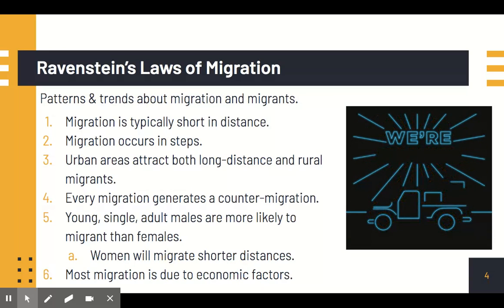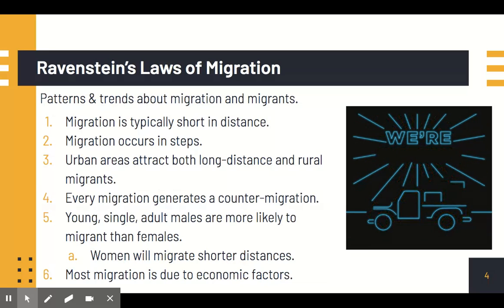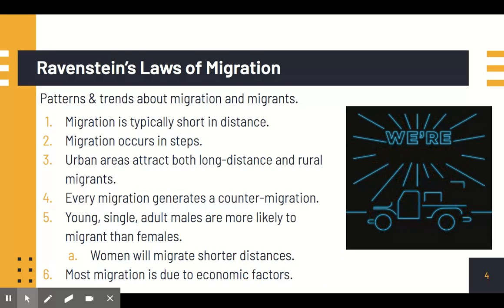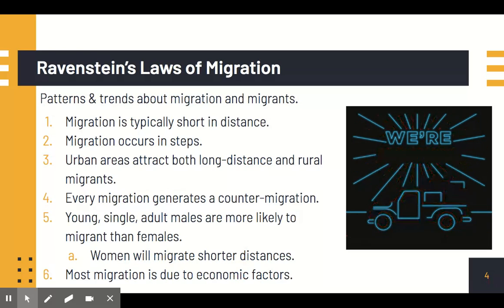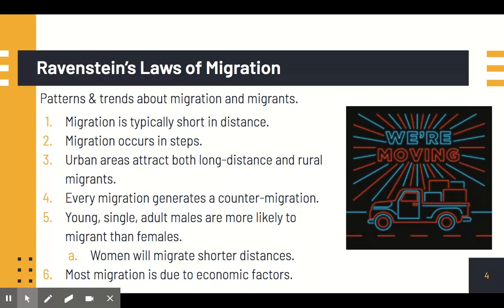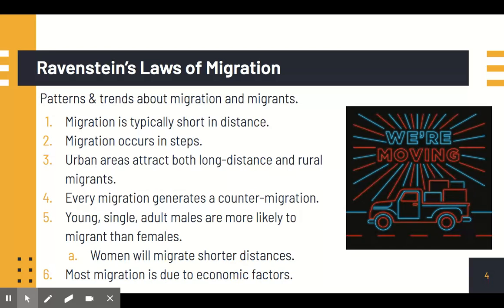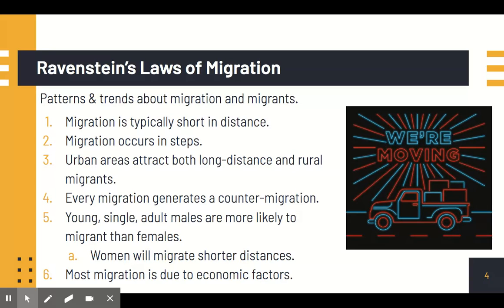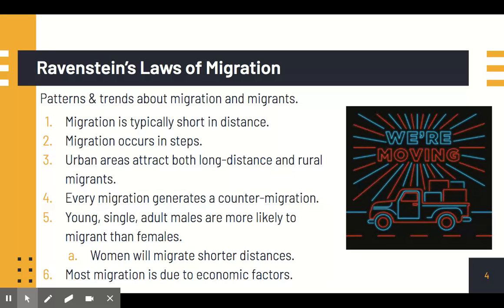This is just a global phenomenon: the bigger the city, the more opportunities for people, and so we tend to see that rural migrants will move to their close cities, but also people from all over the world are going to be attracted to major cities. Number four, every migration generates a counter migration. So we have to be mindful that if people are leaving a particular place, where are they going to, and what are going to be the consequences for that place? There's usually going to be a process there, a cause and effect relationship.